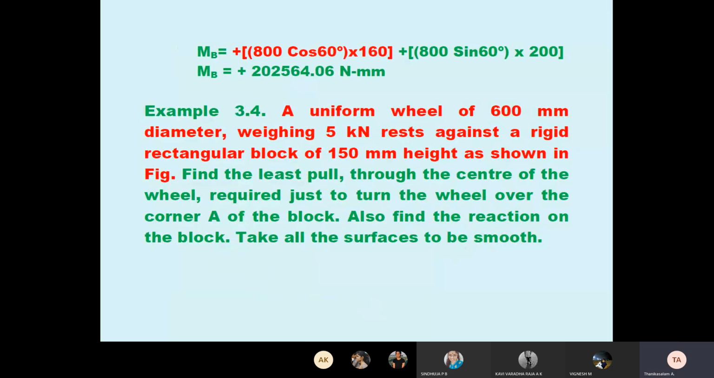Class, read this question. A uniform wheel of 600 mm diameter, weighing 5 kilonewton, rests against a rigid rectangular block of 150 mm height as shown in the figure. Find the least pull through the center of the wheel required just to turn the wheel over the corner A of the block. Also find the reaction on the block. Take all the surfaces to be smooth.